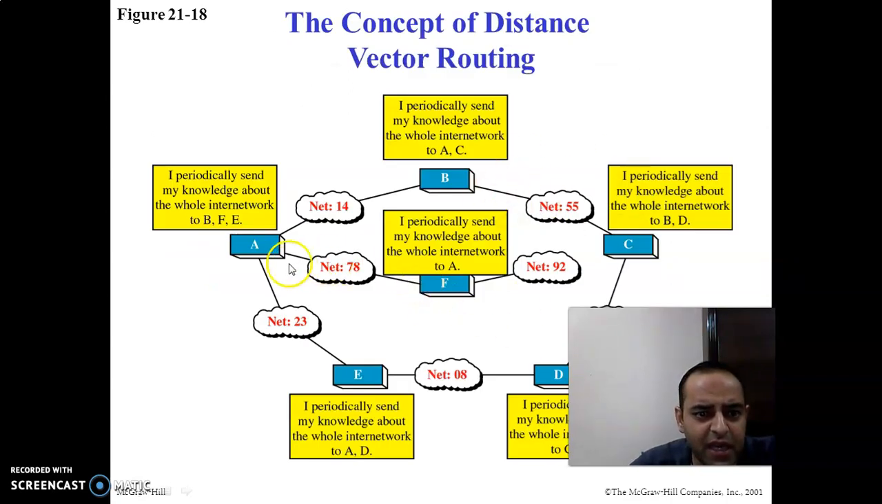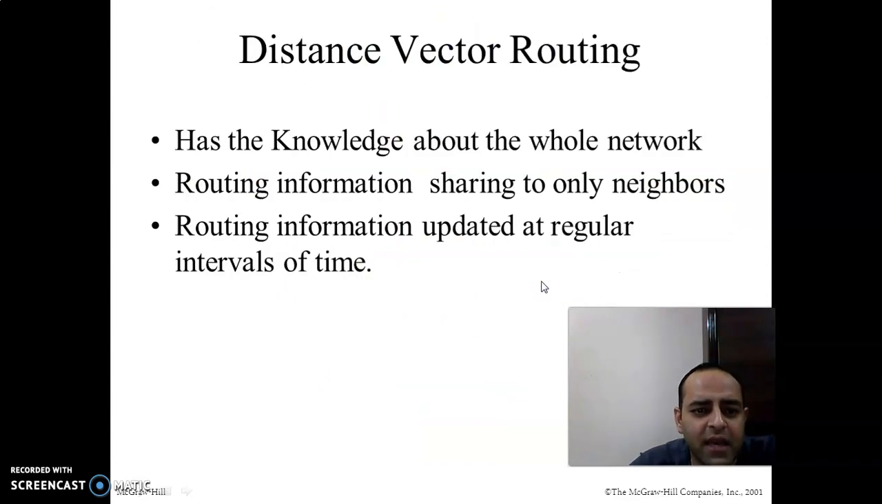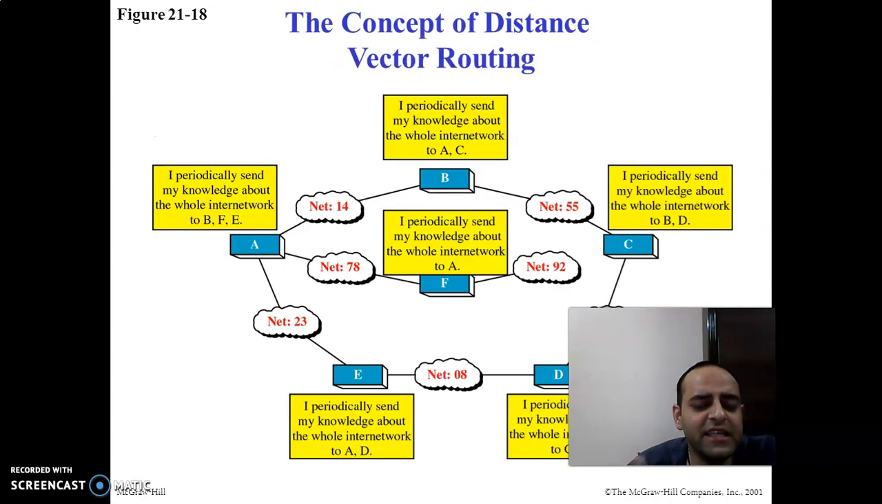We have a network, but A has neighbors E, F and B. So the router has knowledge about the whole network, but it will share this knowledge only with the neighbors. A's neighbors are B, F; B's neighbors are A and C; F's neighbors are only A in that case. But the third property is that routing information will be updated at regular intervals of time, after a time slot. Suppose, as I say, 5 seconds. So after each 5 seconds, the routing information will be updated.